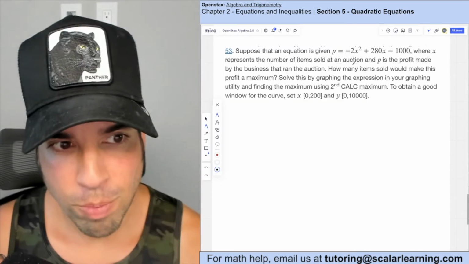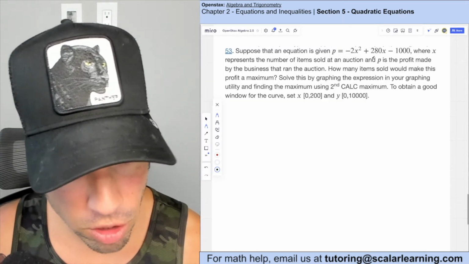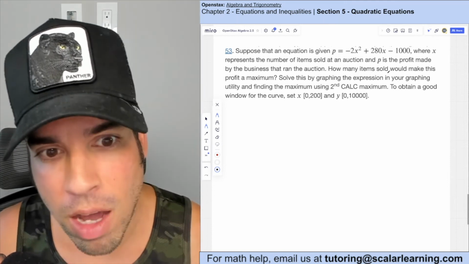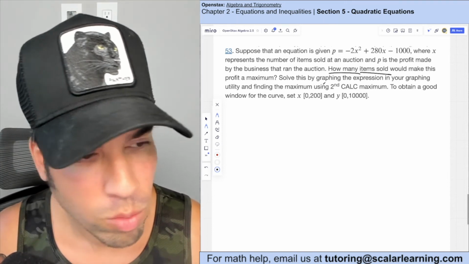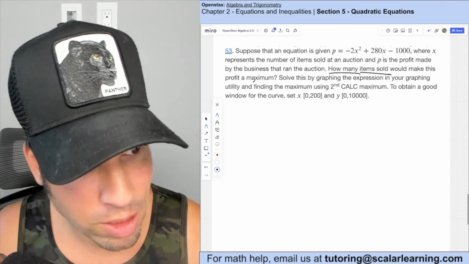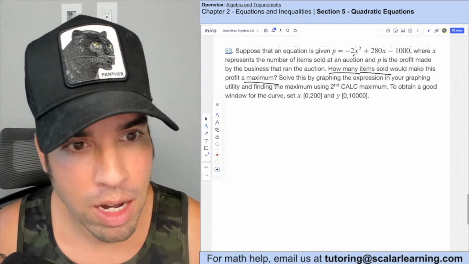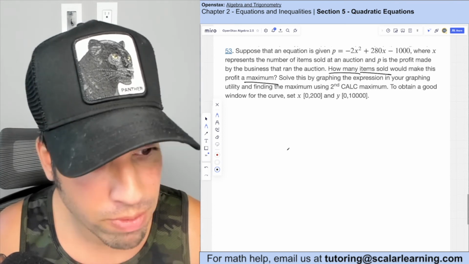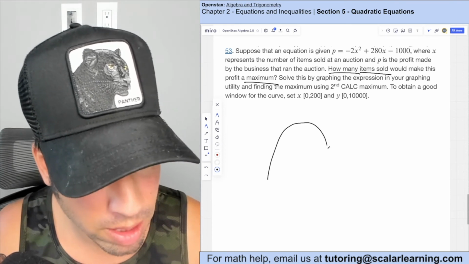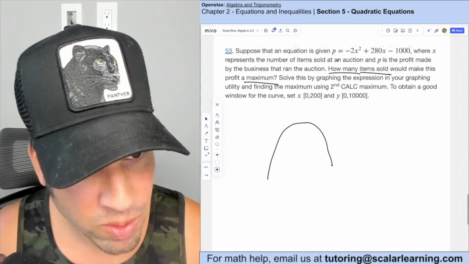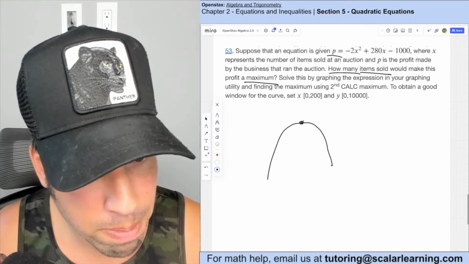Done. Suppose that an equation is given here where X represents the number of items sold in an auction and P is the profit. How many items sold would make this profit a maximum? So we're going to do this by graphing. Now, when we're talking about a maximum profit, this is of course going to look like a parabola like this because that A term is negative. The maximum profit, because this whole thing represents profit, is going to be that max point.